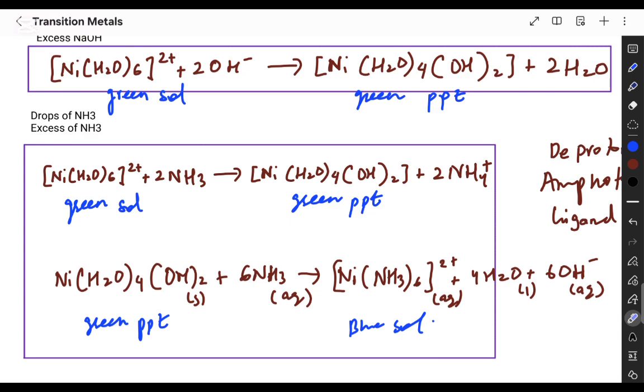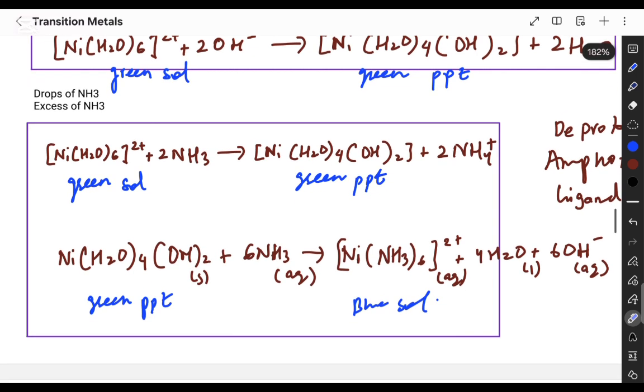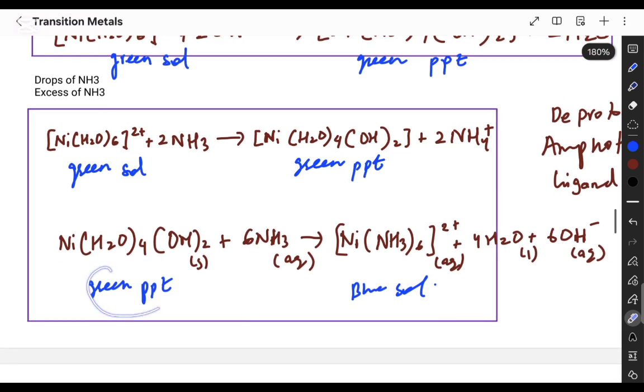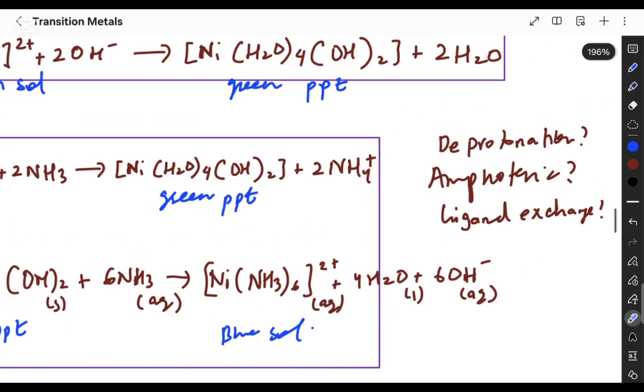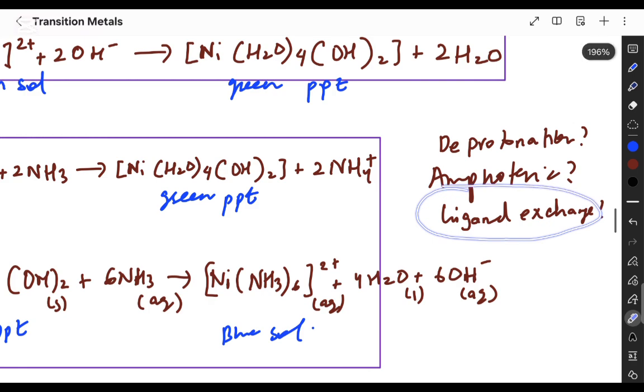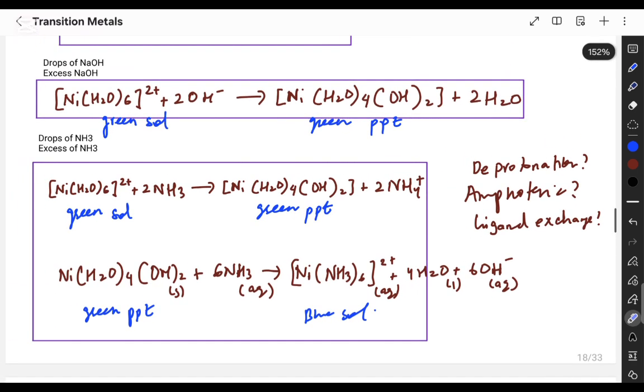With excess NH3, it does react further. So we go from a green precipitate to a blue solution. So again, the same thing that happened with cobalt. We have 6 ammonia ligands that are going to be replacing the water and the hydroxide, and we're going to have ligand exchange happening.